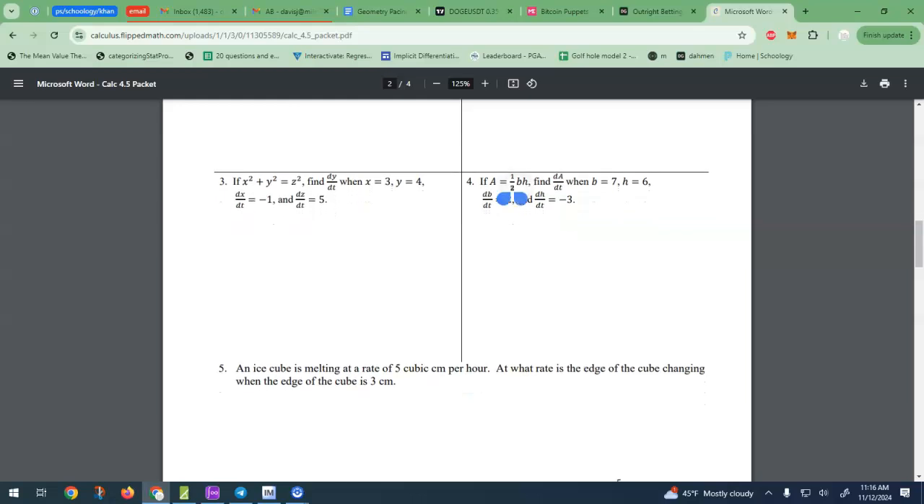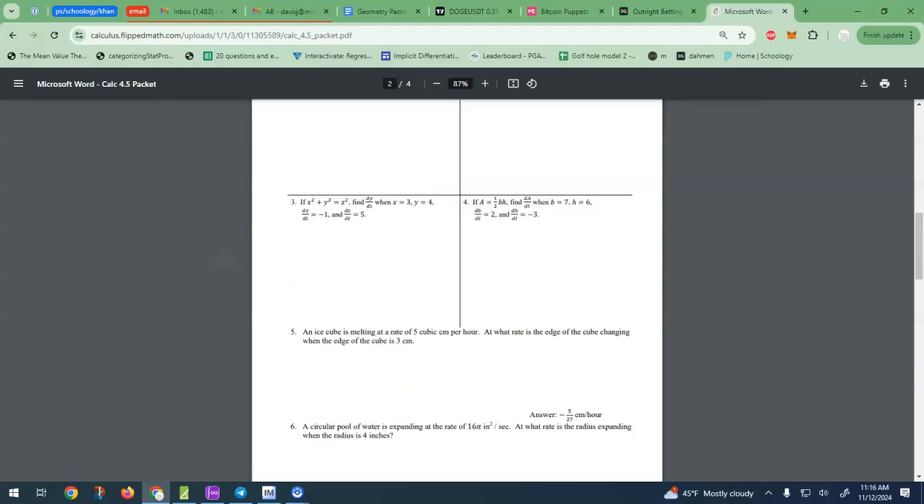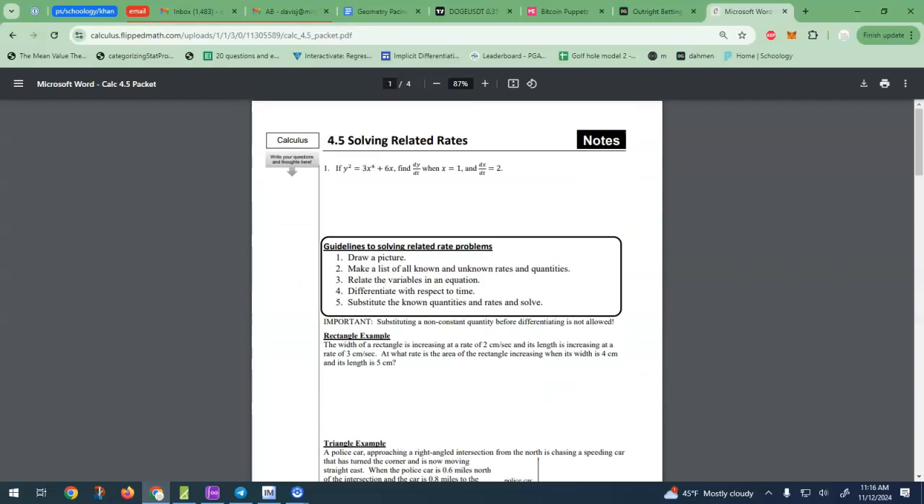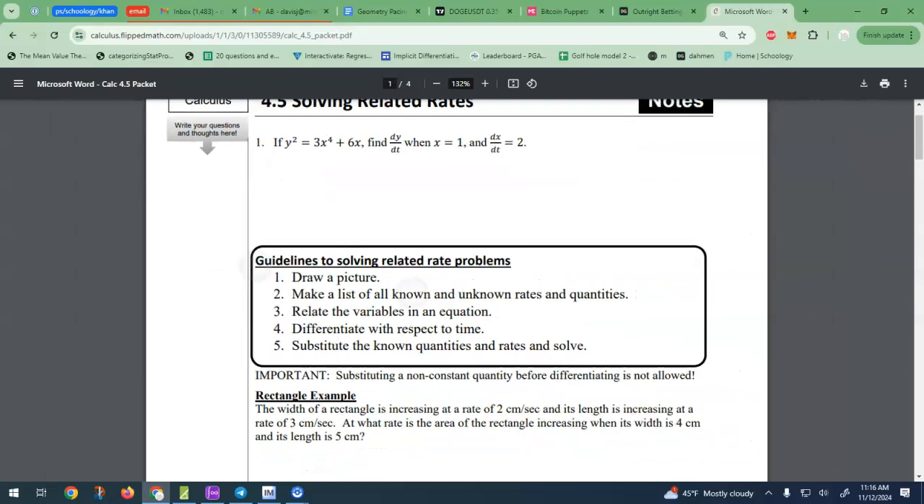Or that's a product rule. That's b times h. You have to make sure of that when you do product rule. Okay, well, let's go back to the example. So we're going to take the derivative. Anytime we take the derivative of a variable, we multiply it by d whatever over dt.